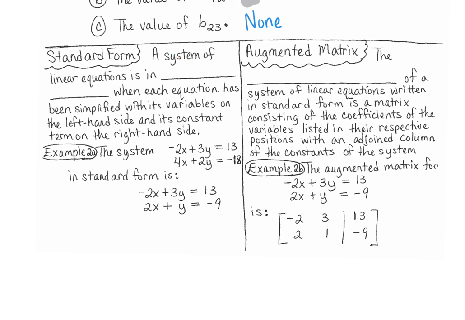A system of linear equations is in what's called standard form. We are saying that the system, for example, the examples that we did from section 9.1, where the size was 2 by 3.